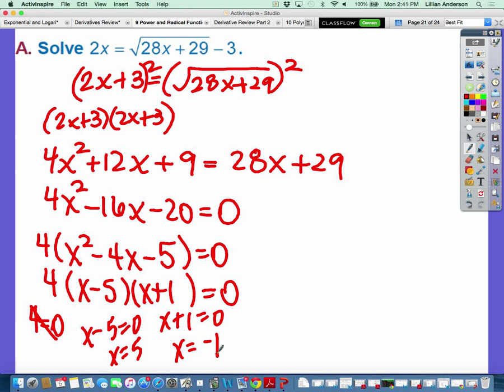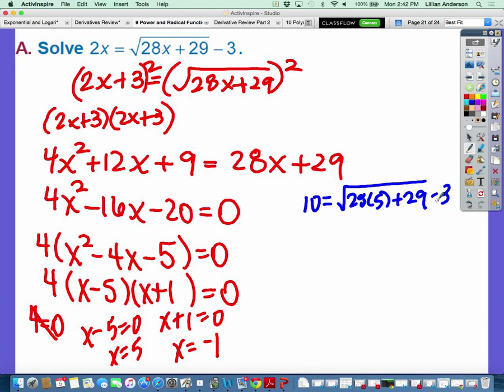Now, when you get your solutions, you just don't circle them and move on to the next problem. What you have to do, you've got to check for extraneous solutions, okay? You've got to check. So to do that, you take your answer of 5 and -1 and plug it into the original equation, okay? And so when I plug in 5 for x, I get 10 equals the square root of 28 times 5 plus 29 minus 3. Now you don't need your calculator to do this. You can do this without your calculator, okay?